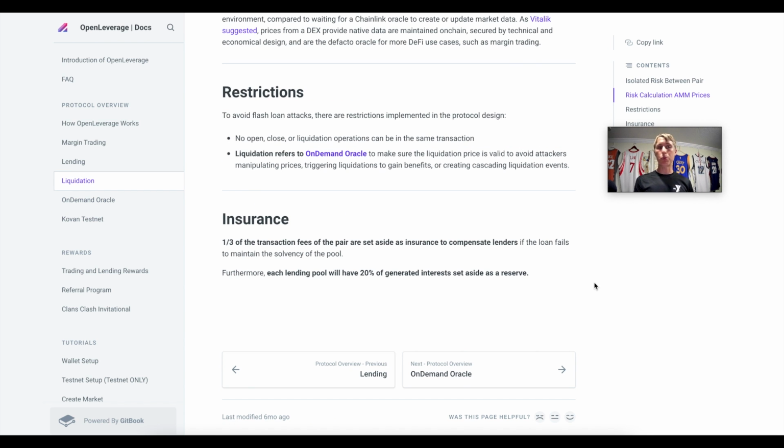And then also what's really cool about the liquidation engine is that 1/3 of the transaction fees of the pair are set aside as insurance to compensate the lenders. Because remember, these are leveraged long and leveraged short positions with extremely volatile assets, and there is always that chance that these different vaults become under-collateralized. And each pool will have 20% of the generated interest set aside as a reserve. So you've got a third of the transaction fees and you have a portion of the generated interest.